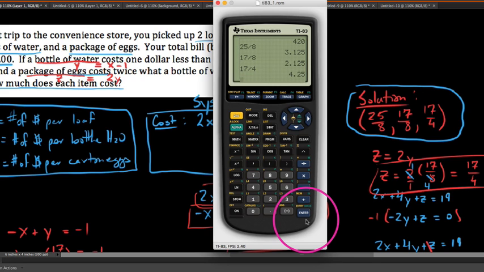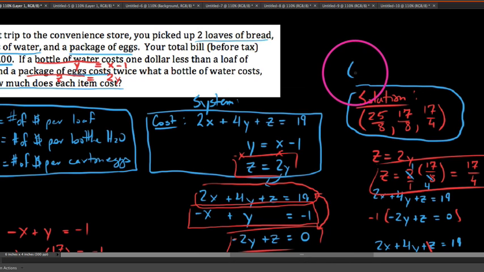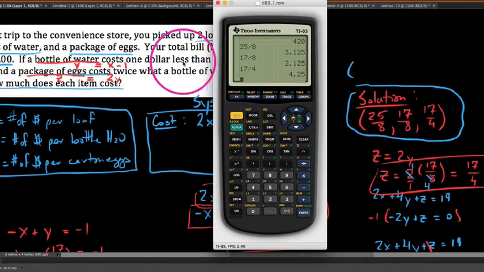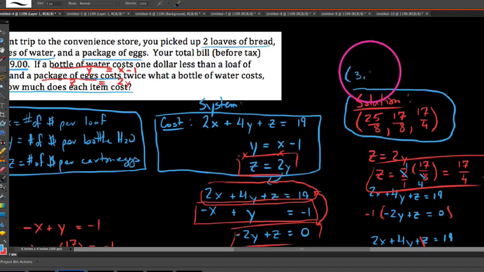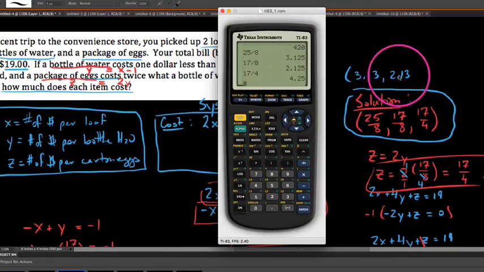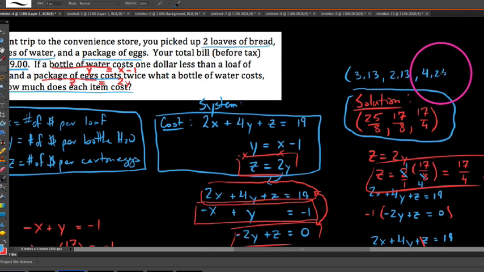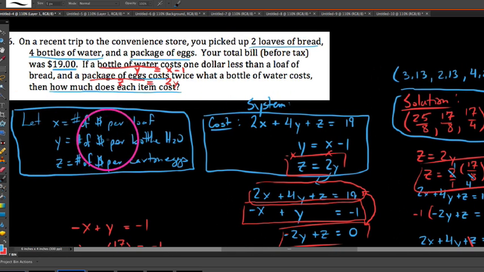What we really dig out is that our solution values are these. Looking back at this, I'm going to round off to the nearest penny. We have about $3.13, $2.13, and we got $4.25 here. And so what we would say is the value of a loaf of bread is $3.13. The cost for a bottle of water is $2.13. And the cost per carton of eggs is $4.25 in the context of this problem.